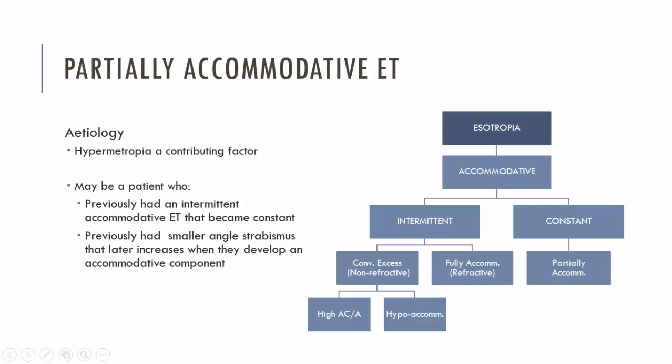So in this video what we're discussing is an esotropia that's accommodative and constant. This is a partially accommodative esotropia. And hypermetropia is the contributing factor to the disorder. What this means is that when you correct the hypermetropia, you will partially correct the deviation or the esotropia.